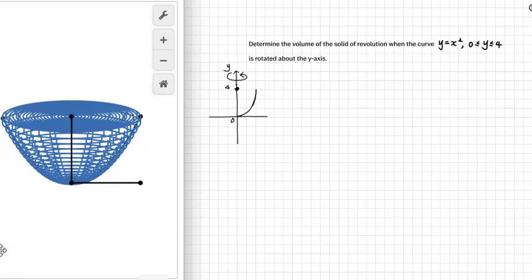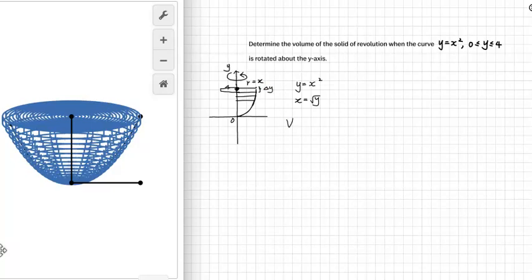Therefore, from the y-axis all the way to the edge of the curve is our radius, which is represented by x. So I need to know how to write this x in terms of y. Because y equals x squared, I can rearrange it, so x equals the square root of y, because I'm only looking at the positive side, so I'm only worried about the positive square root of y. Now I know my radius, and I know I cut it into slices of equal depth. Then the depth of each disk will be delta y.